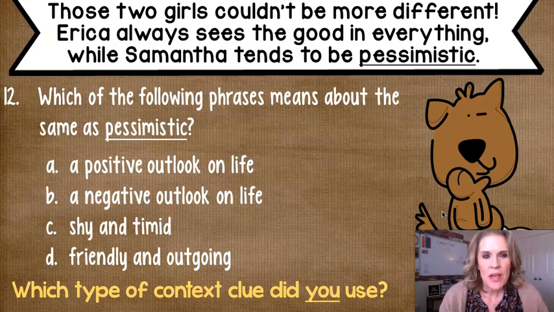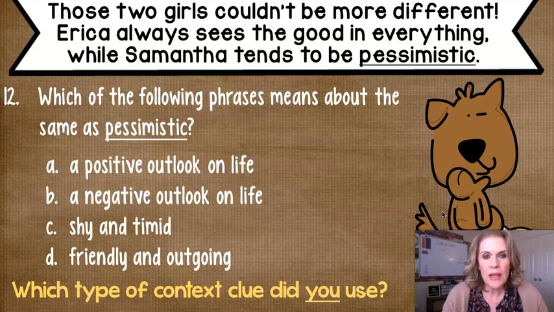Here's another one. Those two girls couldn't be more different. Erica always sees the good in everything, while Samantha tends to be pessimistic. Which of the following phrases means about the same as pessimistic? Do you think it's A, positive outlook on life, B, a negative outlook on life, C, shy and timid, or D, friendly and outgoing? What do you guys think?